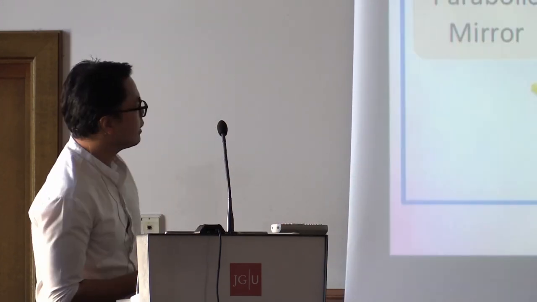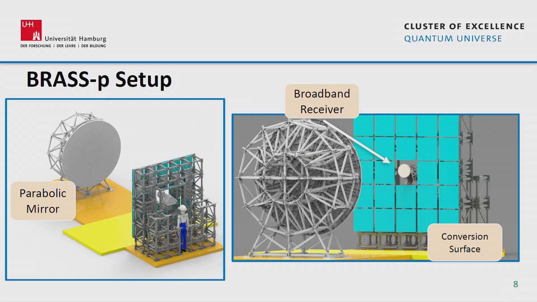You can see this is the 3D rendering of the broadband experiment. It has the three main components that I just mentioned. The first one is the parabolic mirror. They have the broadband receiver, and this receiver is of course placed at the focal point of the parabolic mirror. You can see these two main components of the radio telescope already, right? And the rest is the flat conversion panel to create the signal.